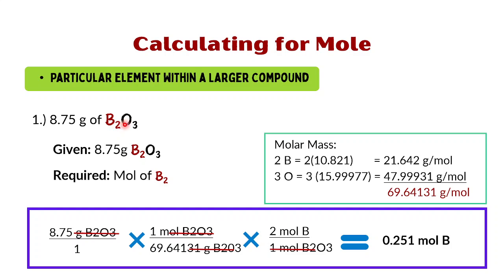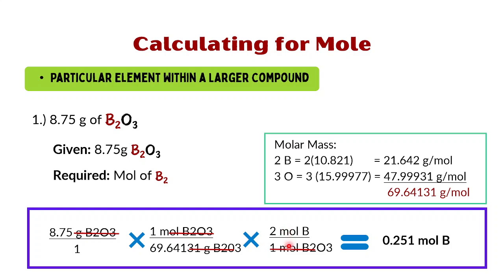So you can see that it is 2. We already discussed this last time, that you look at how many atoms of the element are there. In the case of boron, there are 2 atoms, which is why I place the 2 moles of boron in the numerator, and then the denominator is 1 mole of B2O3. Now this is their ratio, this is their equivalent.